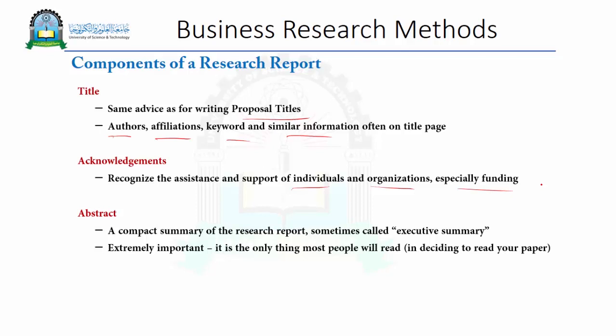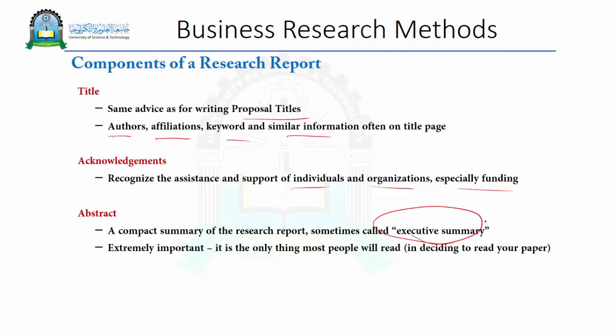The third component is the abstract, which is a compact summary of the research report, summarizing everything. The components of this part are research objectives, methodology, findings, and also the contribution or the added value must be there, and some recommendations in the compact summary, which is the abstract. So it is sometimes called the executive summary of the research.